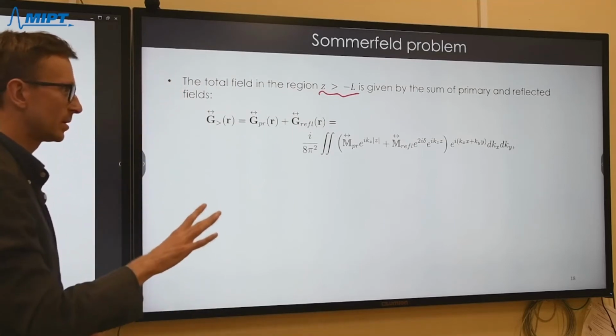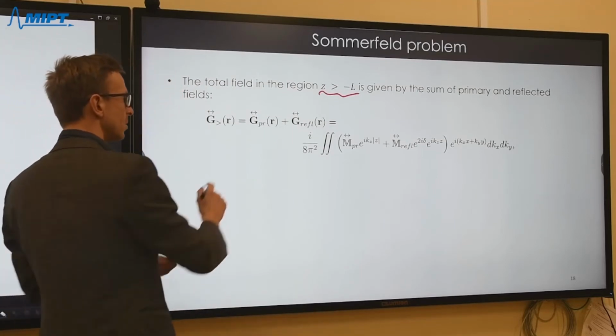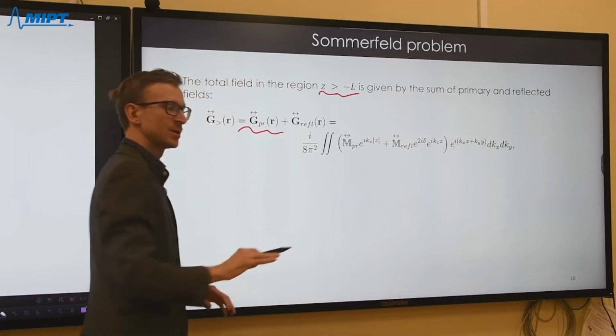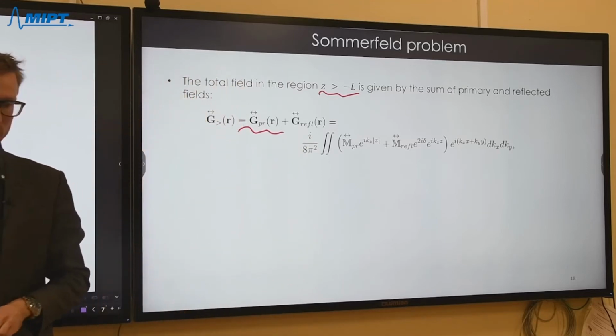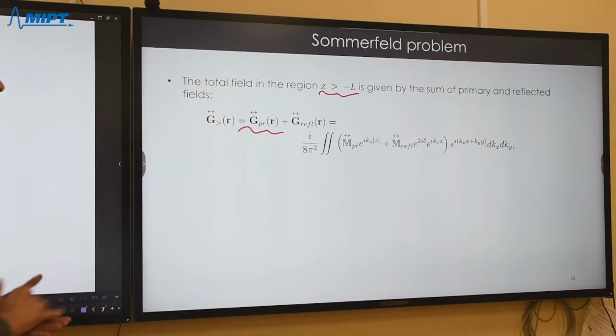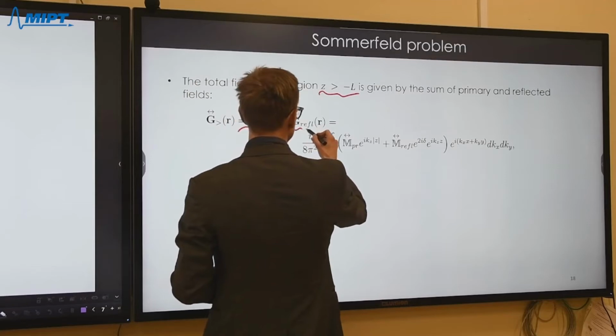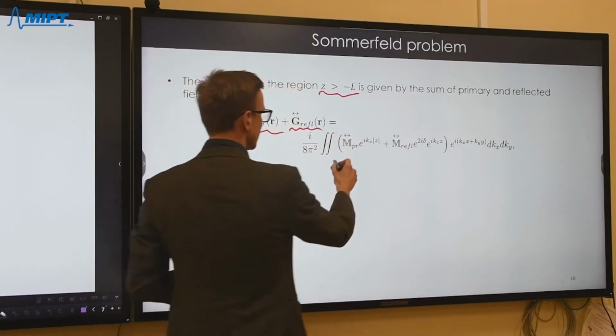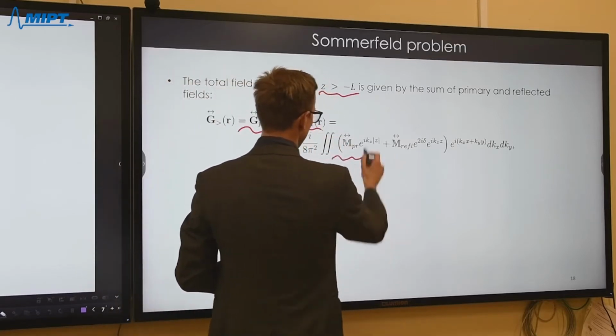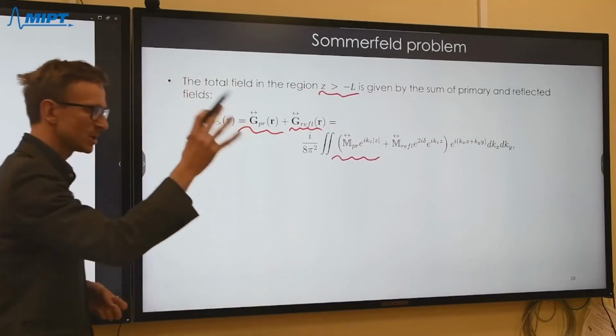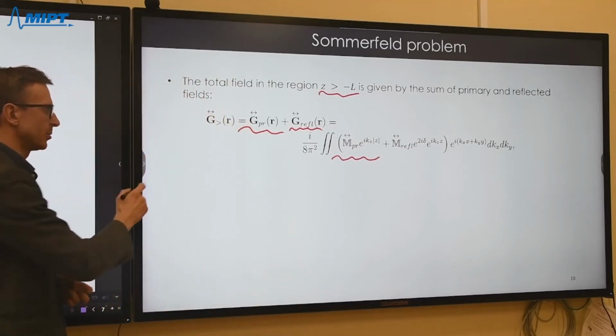And the field in this domain is given by the sum of the primary fields, which is not affected by the substrate in any way. This we already know. This is the simple angular decomposition of the fields without any reflection and transmission. And the reflected field. So the primary field is described simply by the M dyad, M plus or minus, depending on where we calculate the field.